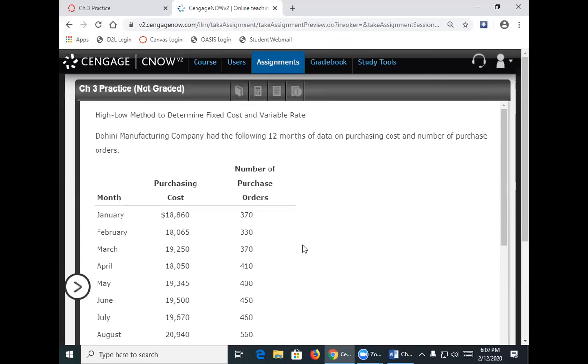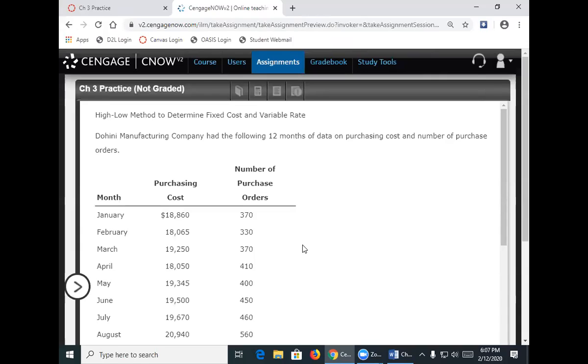One method we could do is chart it. We could put it on a chart and see a relation, draw a line, get rid of any outliers and find some type of cost formula. But we're not going to do that right now. We're going to look at what we call the high-low method, which is just a way to estimate costs. We're given total cost: our purchasing cost is our total cost, and our number of purchase orders is our units of activity. What we want to find is our fixed cost and our variable unit cost. The first thing we are going to solve for is our variable unit cost.